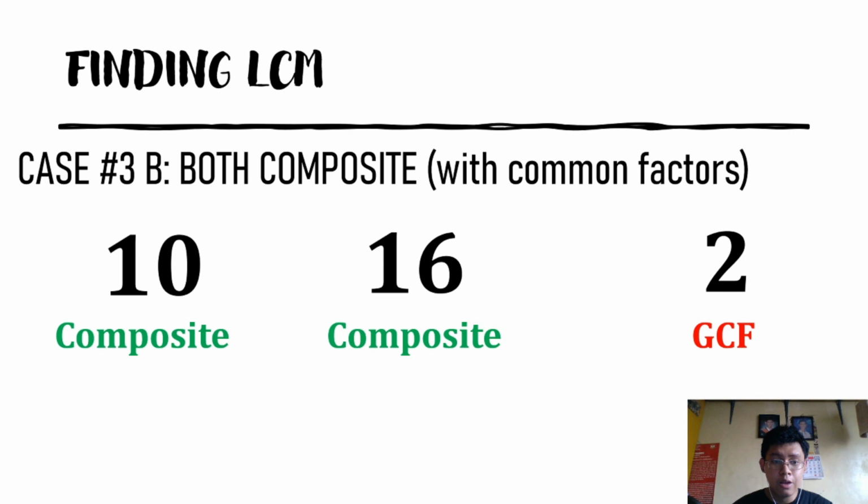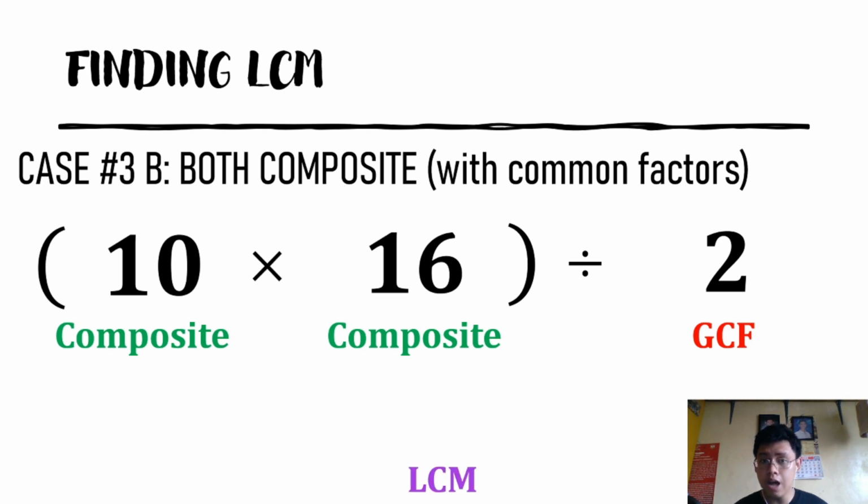Next, we need to multiply the composite numbers, okay, 10 times 16, and divide it by the greatest common factor, which is 2. 10 times 16, their product divided by 2 is equal to our least common multiple, which is 80. Ayan.